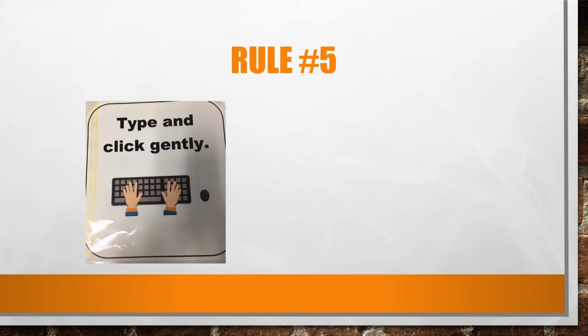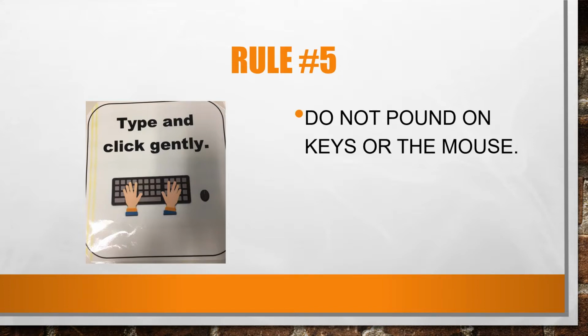All right, rule number 5, you need to type and click gently. You know, technology, it's not indestructible. It can be broken, so that's why we need to be gentle with this technology. So that means you're not pounding on the keyboard, you're typing gently. If you have a mouse, you are not banging it, you are just clicking it gently. And that way we can keep our equipment working correctly and not get damaged.